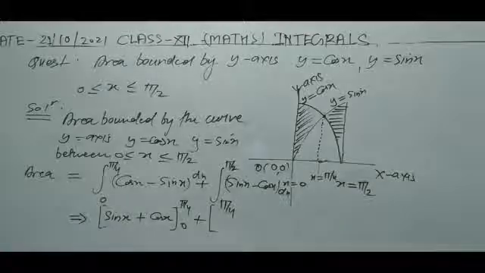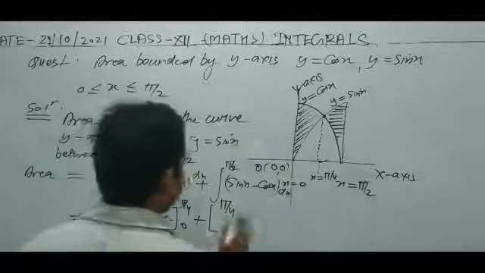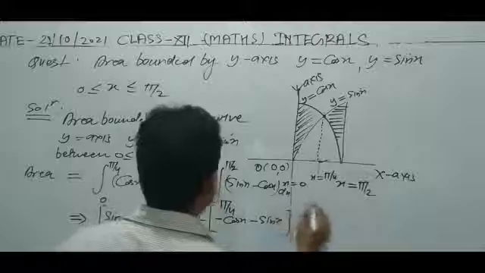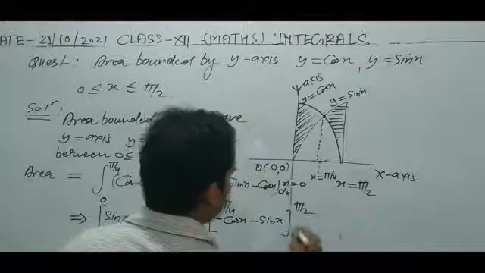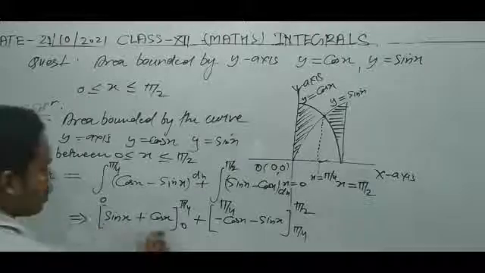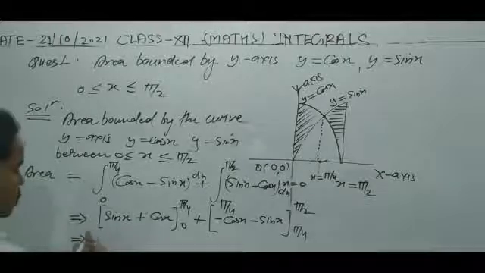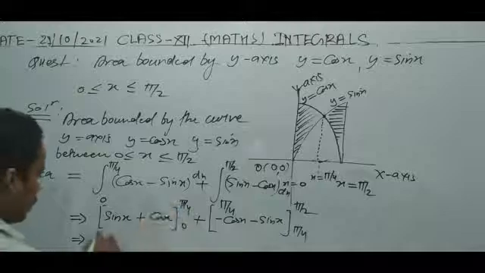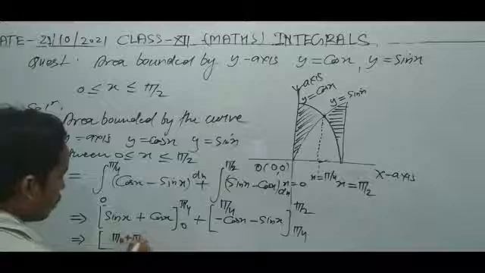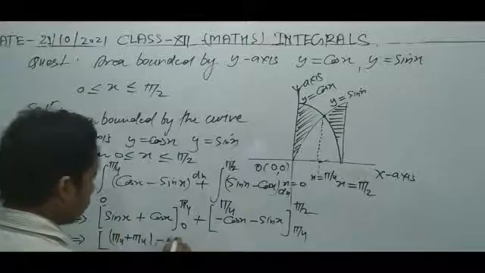From sin x again you will integrate, so result you will get minus cos x, and this is minus sin x. So minus cos x minus sin x from pi by 2 to pi by 4. So after putting the limits, what will you get the value? When you put the upper limit, you will get pi by 4 plus pi by 4 minus 0.